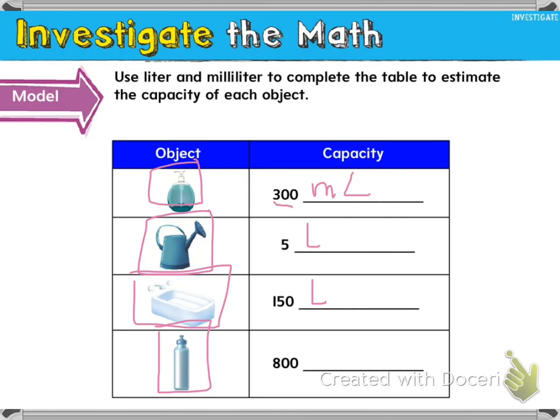How about this water bottle? 800? Whoa, 800 liters would be a humongous water bottle. Maybe enough for the Hulk. I'm not sure. He would probably drink a lot of water. But normal people do not drink 800 liters of water. So this would be 800 milliliters. Yes.